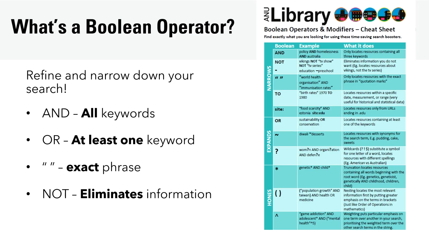Lastly, not eliminates information. So as you can see in the example on the side, a researcher might be searching for information on Vikings, but they don't want results that could be talking about the popular TV show that was called Vikings. So you'd have Vikings, not TV show, not movie, something like that. This way you're excluding any search results that include TV show, movie, things that you wouldn't want to come up in your search.